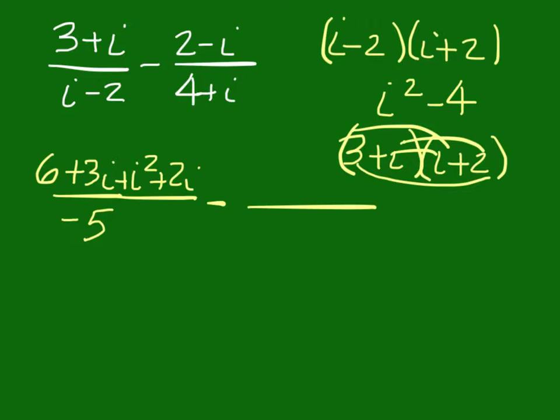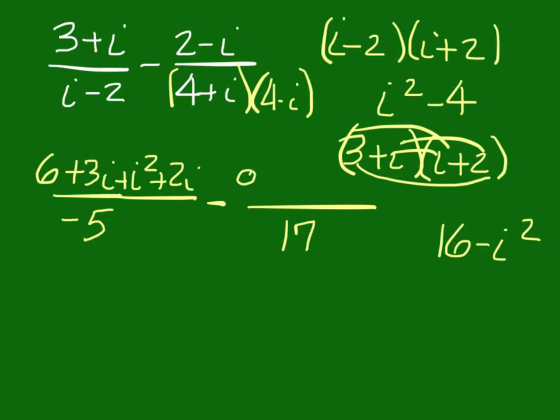On the other side, what do I have to multiply the top and the bottom by in order to simplify? 4 minus i. Yeah, so if I multiply by 4 minus i, then I would come up with a 16 minus i squared. The minus i squared is going to turn into a plus 1, so that gives me 17 on the bottom. So on the top, when I multiply by 4 minus i, I end up with an 8 minus 2i, then minus 4i minus i squared. So now we can simplify our tops.